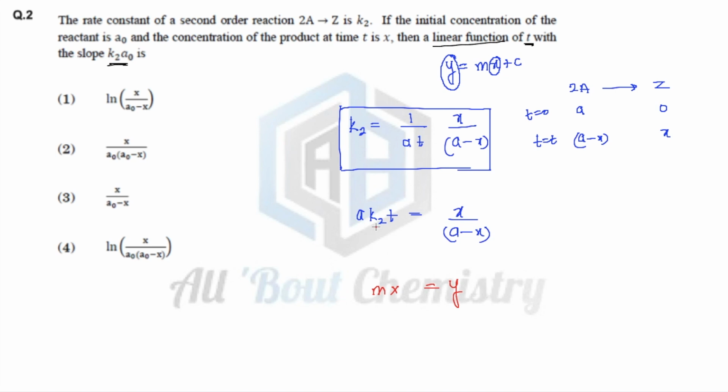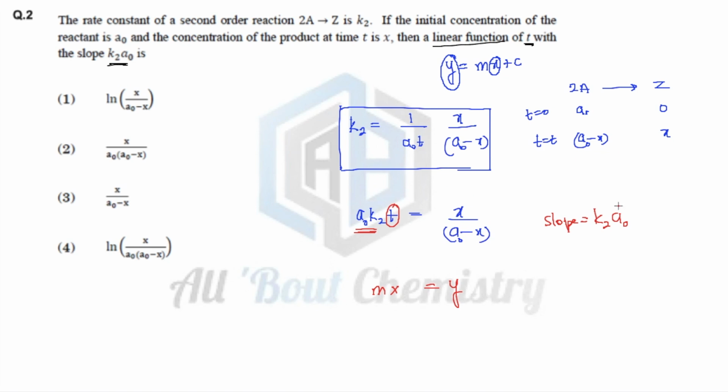So if you compare with that, you will find out that x is actually your time and this is your slope. So what is the slope? The slope comes out to be k2 and a, and since they have taken it as a naught, let me just replace it with a naught everywhere. So yeah, k2 a naught is going to be your slope.